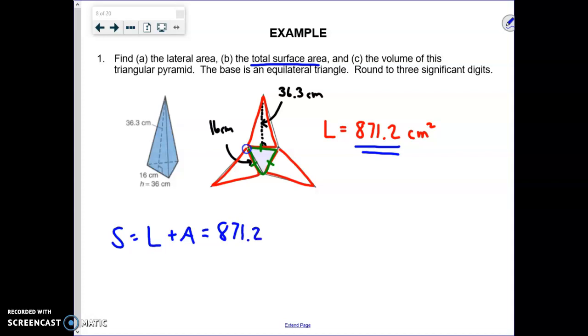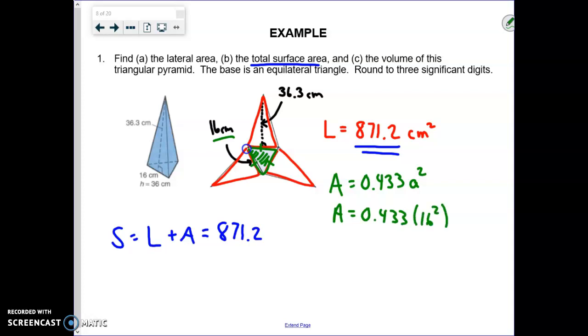871.2. However, what's the area of this equilateral base? What's this area right here? Well, if you go to your formula sheet, the area of an equilateral triangle is equal to 0.433 times the length of a side squared. Again, where did I get that from? You get that from the front of your formula sheet, equilateral triangle. So what's the length of a side? The length of the side is 16. So that's equal to 0.433 times 16 squared.